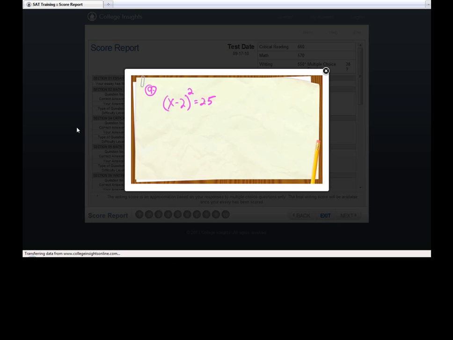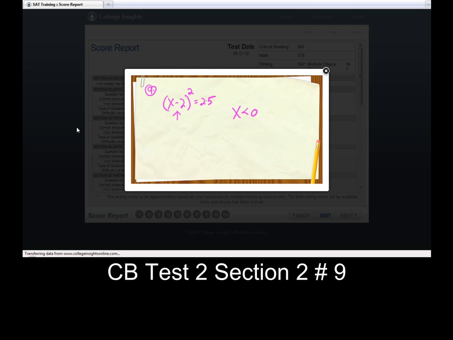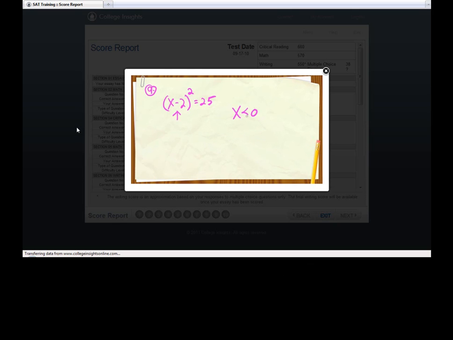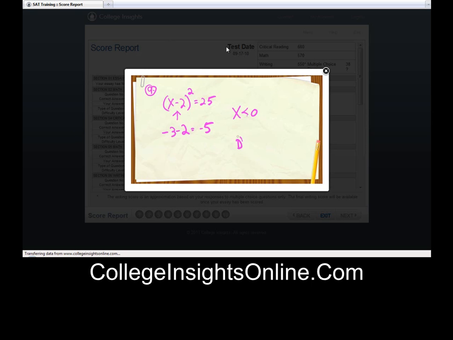We need to figure out the value of x, and we are told that x is less than 0. What we need to do to make this happen is to have x minus 2 equal either 5 or negative 5, because 5 or negative 5 squared equals 25. But because x is less than 0, we're going to make this one negative 5, and that would be negative 3 minus 2, which equals negative 5. And that is answer choice D.